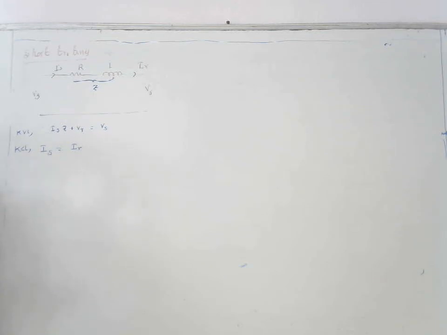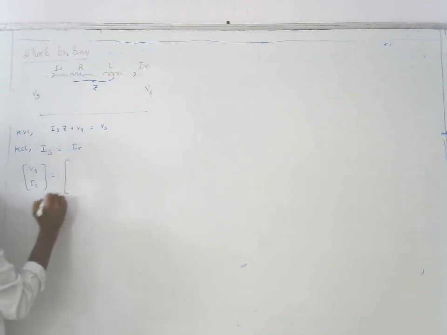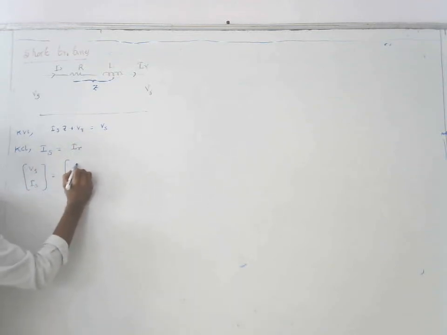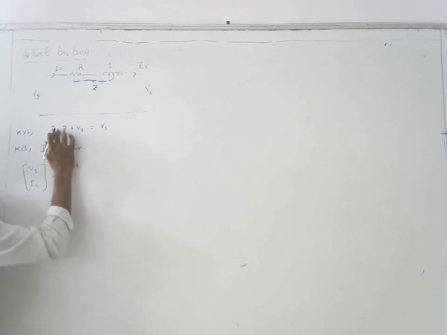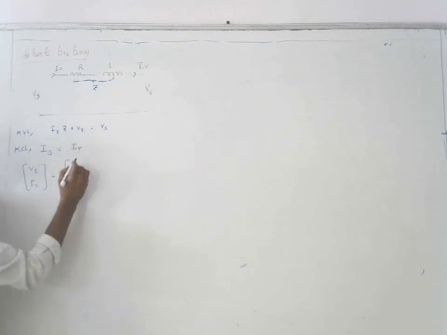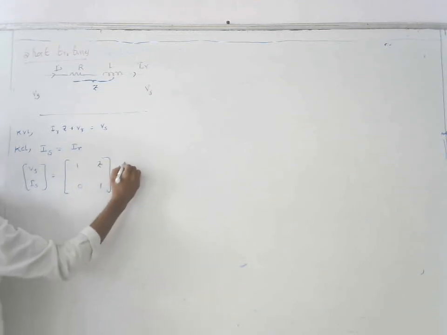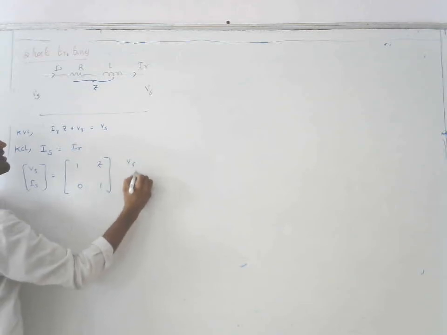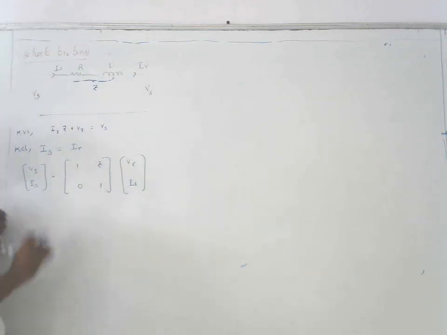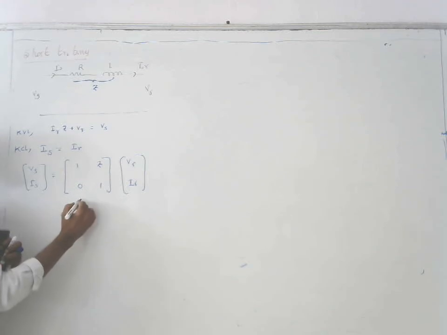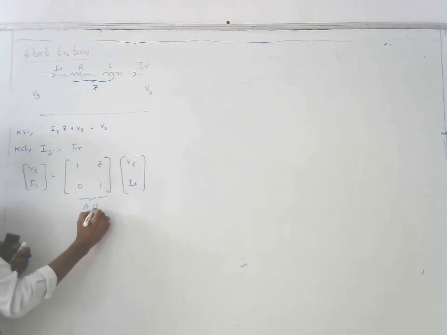Now, if I write this in matrix form, you can get a matrix like this: VS, IS is equal to A, B, C, D times VR, IR. The A term is equal to 1, B is Z, C is 0, and D is 1, because IS is equal to IR. For a short transmission line, you can calculate the series impedance. These are the ABCD parameters for short transmission lines.